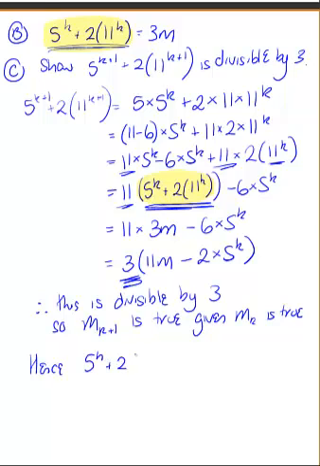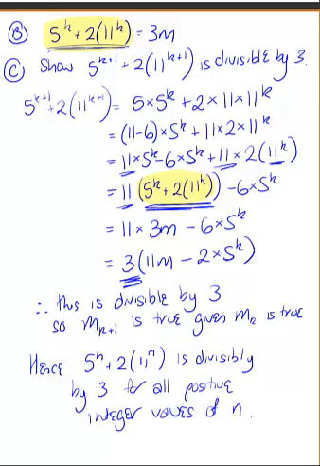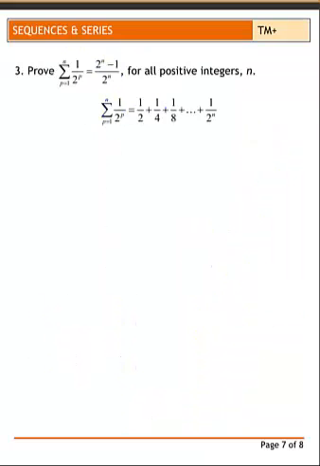5 to the n plus 2 lots of 11 to the n is divisible by 3 for all positive integers. Okay? Bit tricky, I know, because there's a lot of playing there and you have to try and think about, well, how do I play? How do I get it to be divisible by 3? So it's taking it to a very abstract level, but remember, you're not going to be assessed on this.